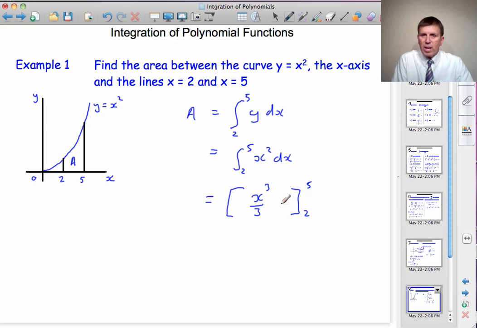Plus a constant, you may think. Well, we don't normally put the constant in because we're going to subtract one integral from another. The plus c's would cancel out, so there's no point in putting them in. It wouldn't affect the answer if you did.